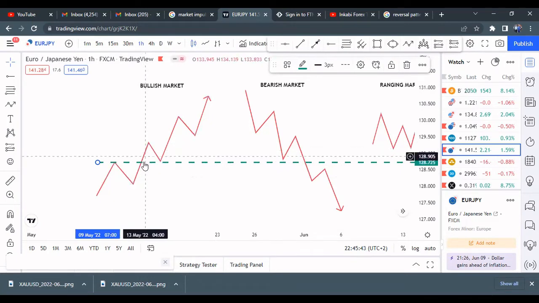So as it breaks, this area which is our resistance turns into a support. As it turns into a support, price goes up, the way it did, and when it comes to test, it should test that area which was resistance.